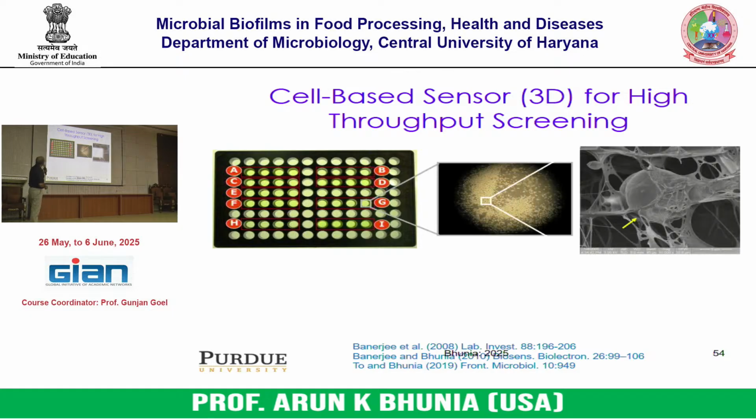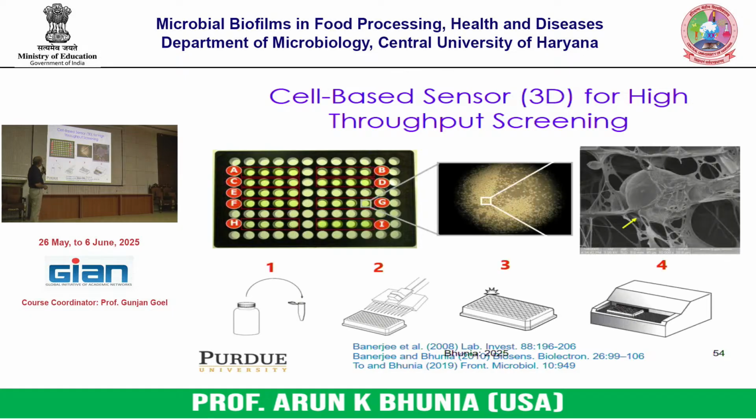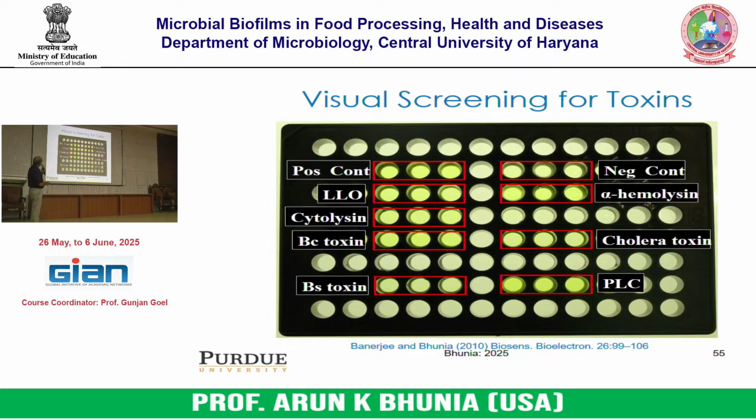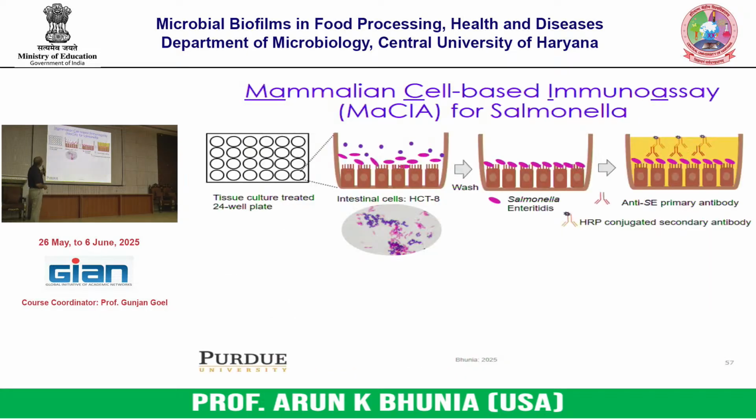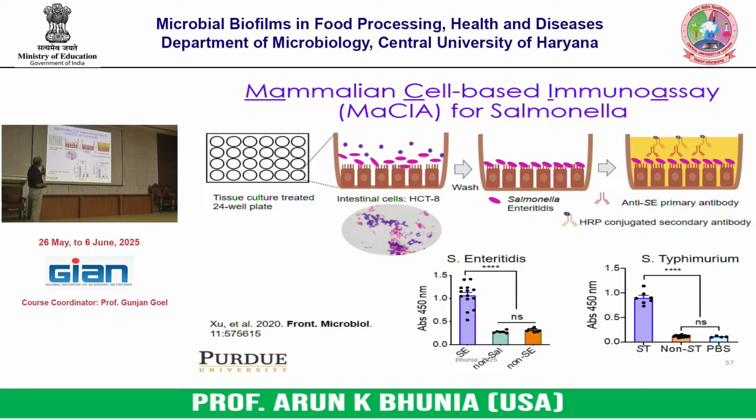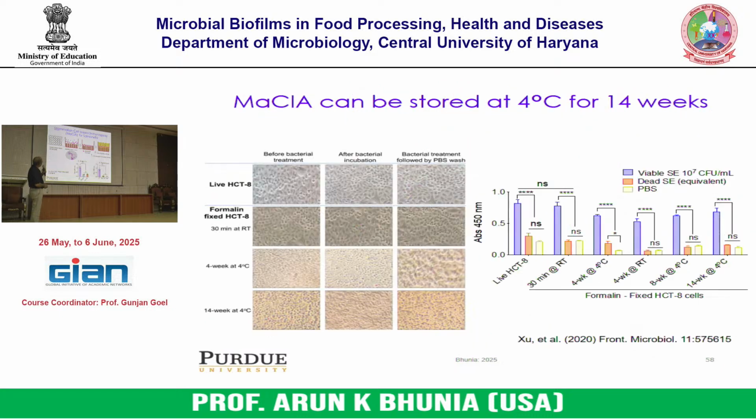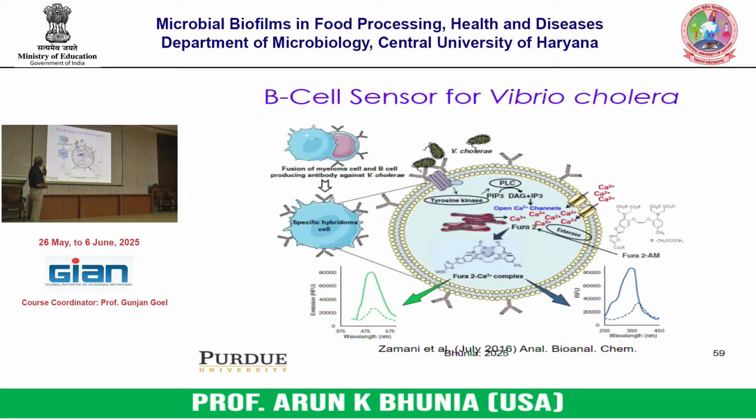So here we did what is called 3D cell culturing, a 3D sensor, you can detect them. This is an example, different types of toxin, you can detect that. These are also something we created called MESIA. This is another kind of cell-based sensor, where you have a cell line, bacteria binds, and then you can detect them also. This was designed for Salmonella enteritidis and Typhimurium. This is another one. This is a B cell-based sensor for Vibrio cholerae.